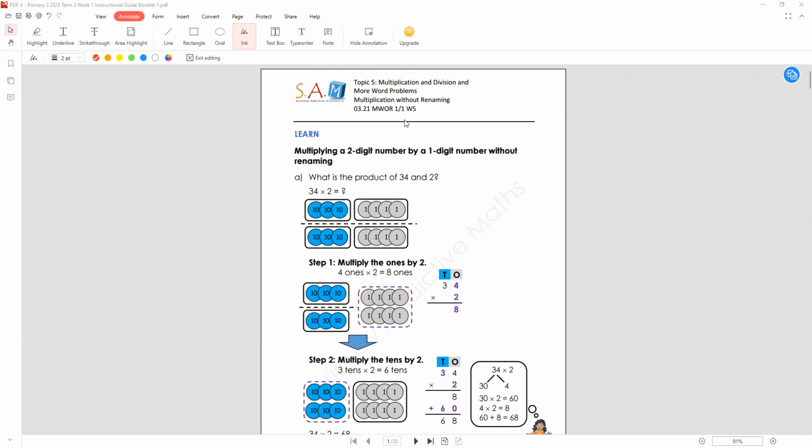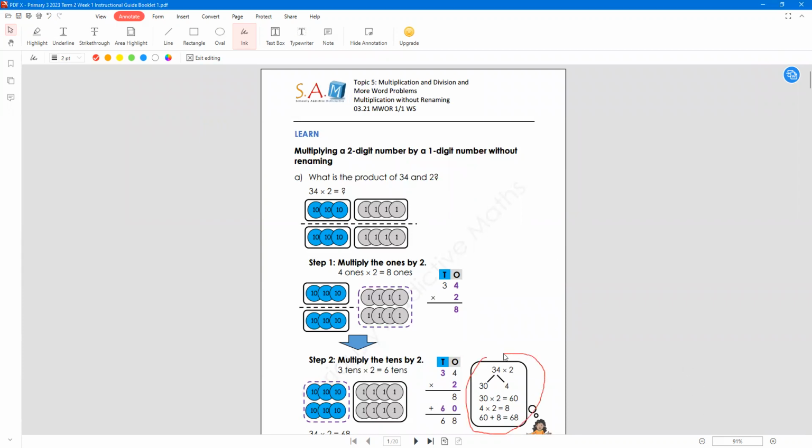It will start with this booklet 3.21 MWOR 1/1. We'll start with multiplying a two-digit number by a one-digit number without renaming, and we're going to use the so-called algorithm way. This is actually quite easy. What I'd like you to explain to students at the start is this portion here, which was done a couple of weeks ago.